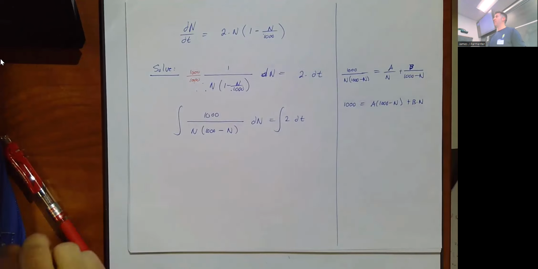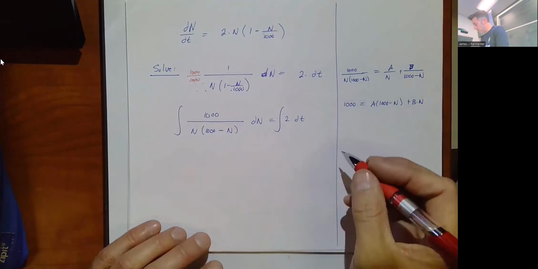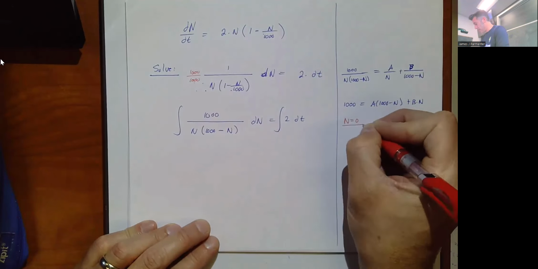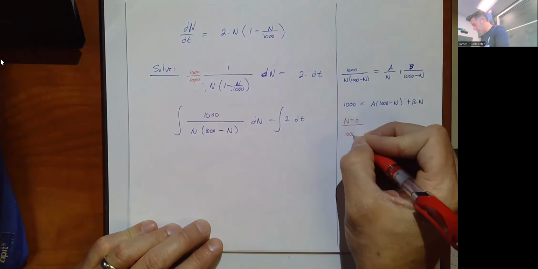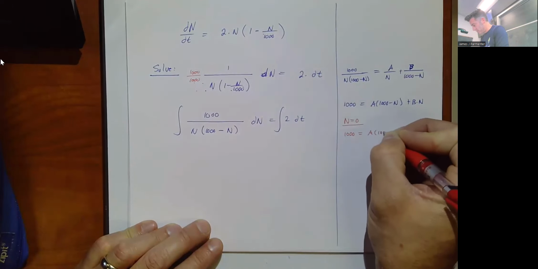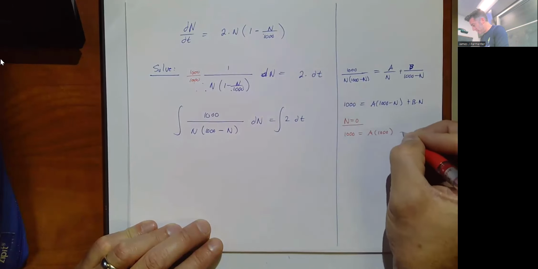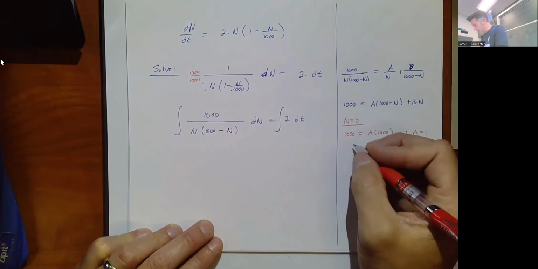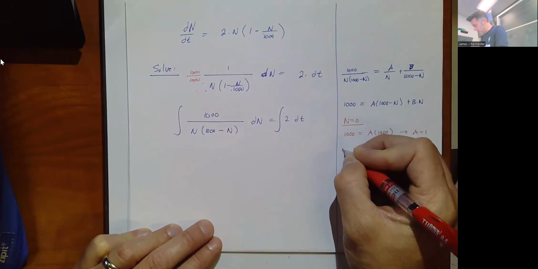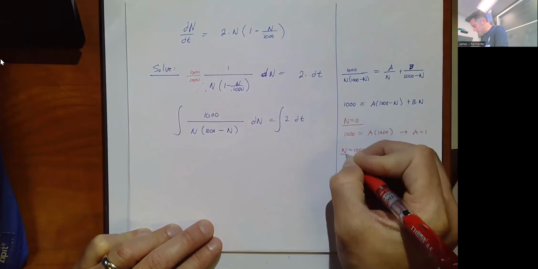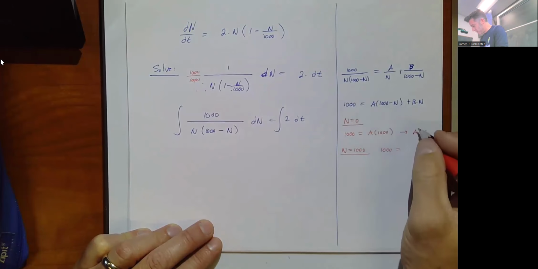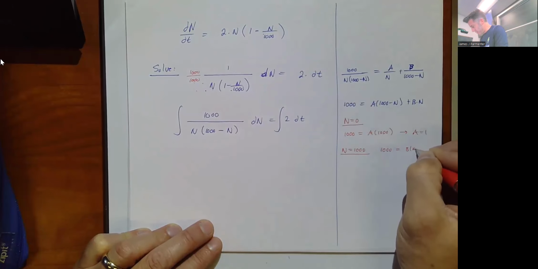Do the smart thing, pick the convenient values. Pick n equal to 0 and get 1,000 equal to A times 1,000. So A is going to equal 1. How nice. And pick n equal to 1,000. So then 1,000 is equal to A times 0 plus B times 1,000. Oh, B is also 1.